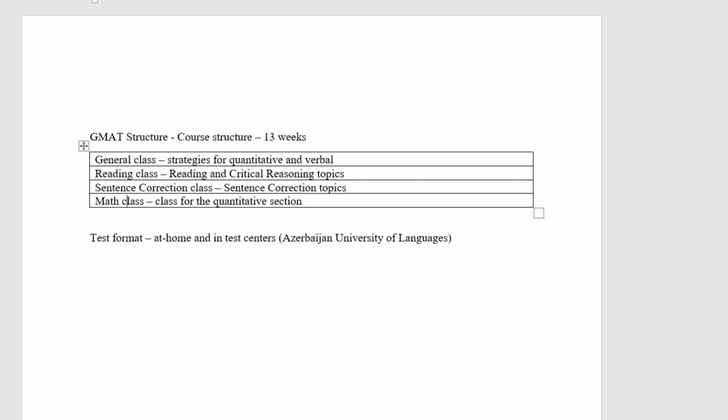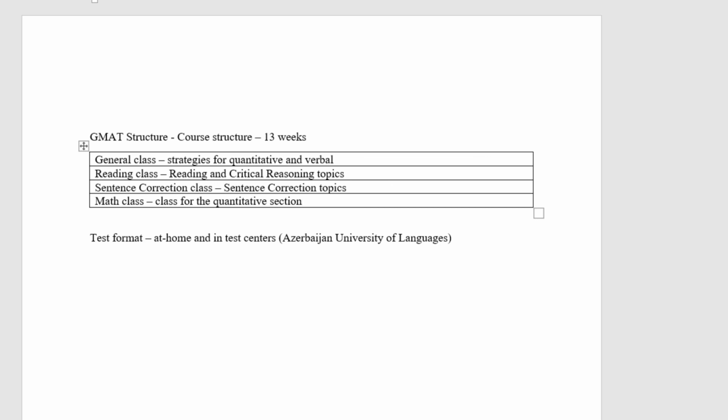And we have the math class where we focus on the quantitative section. If you want to take writing classes, you just inform me, and once a month we have writing classes. There is just one wrap-up class, and you can join it, and then you can write several writing essays. And normally our students, if they take the writing section, get 5, 5.5, or 6.